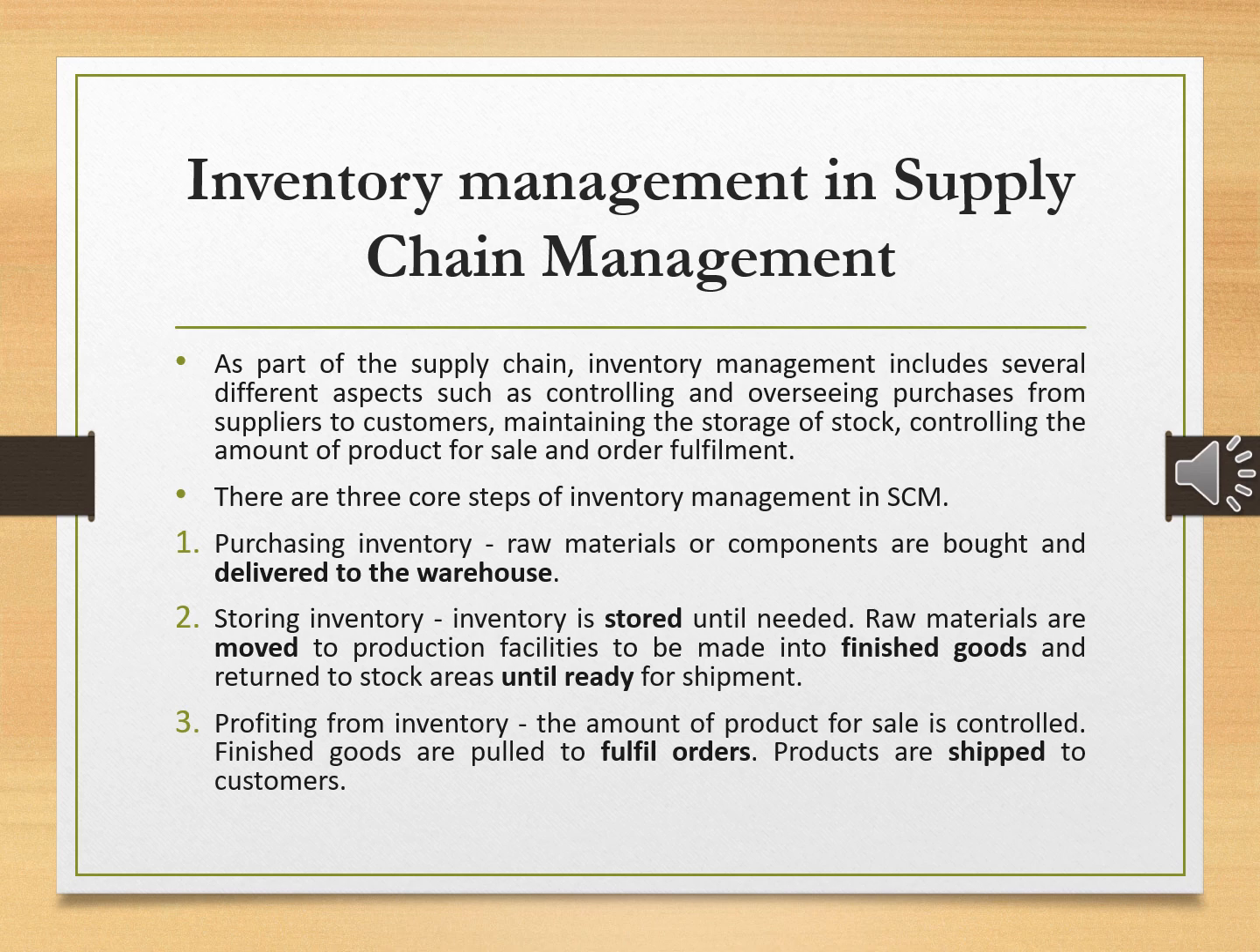Then profiting from inventory, the amount of product for sale is controlled. Finished goods are pulled to fulfill the orders. Products are shipped to the customers. So these are again three different things we are doing when we make profit for our business, and it also comes from the inventory. We control the amount of product for sale, then we have finished goods, pull the order to fulfill it, and then ship to the customers.